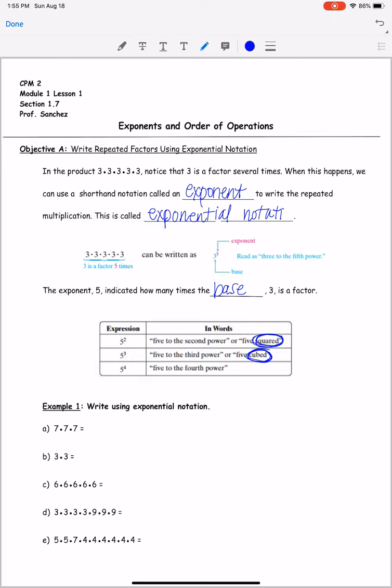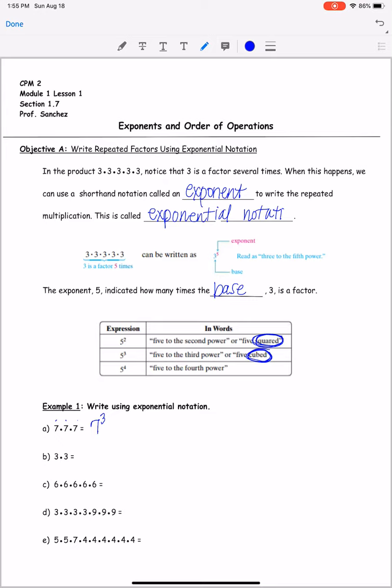So example 1, write using exponential notation. So you've got a repeating base of 7. So 7 is your big number. And how many times is 7 repeating? That's what your exponent is. So you've got 1, 2, 3. So this is 7 cubed, or 7 to the 3rd power.